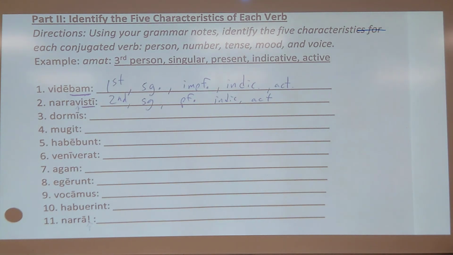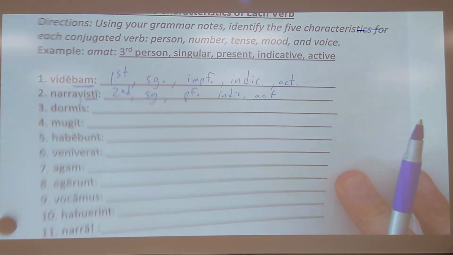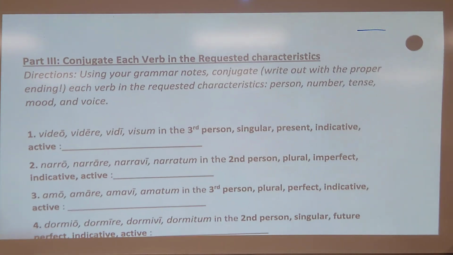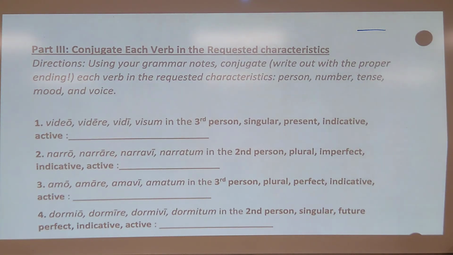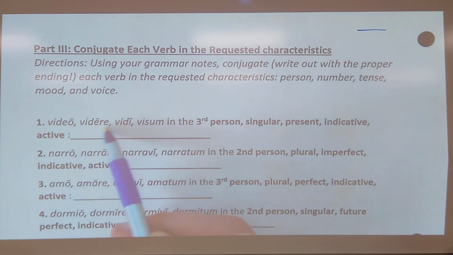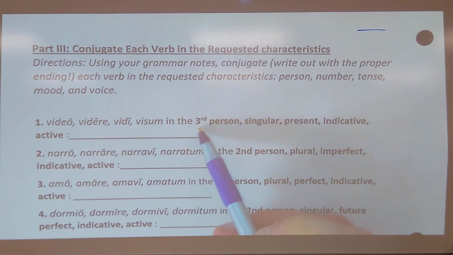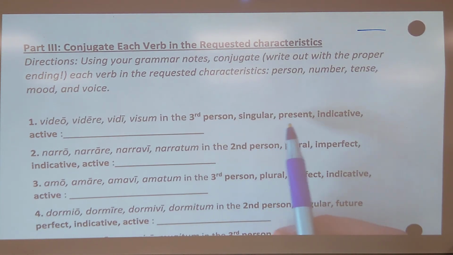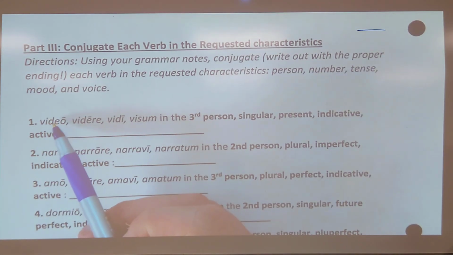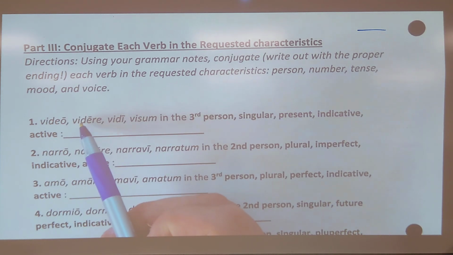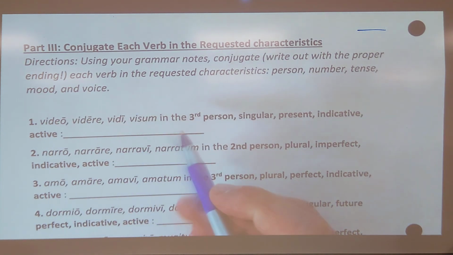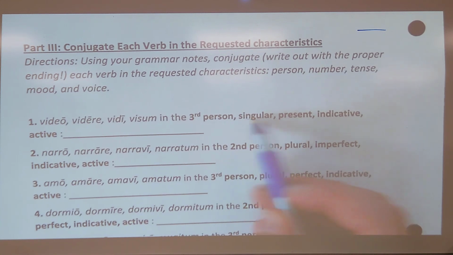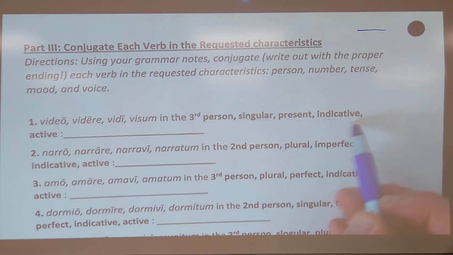Okay, quickly let's go to the back here, and on part 3, you're conjugating the verb. So you're going the opposite direction. I give you all 4 principal parts, and then I tell you that I want the following characteristics. So for number 1, we have wideo, widere, widi, wisum, and I want it to be third person, singular, present, indicative, active.